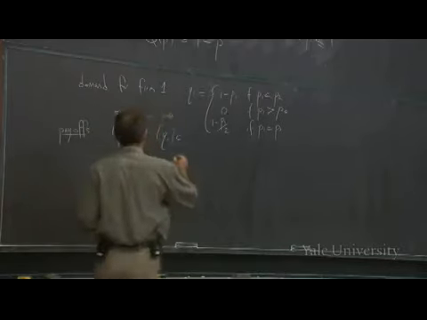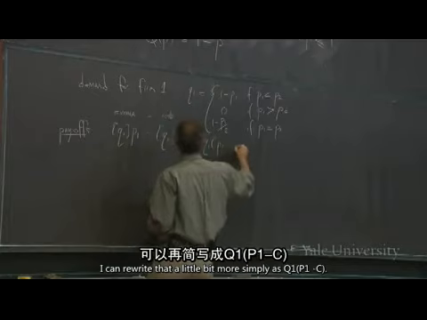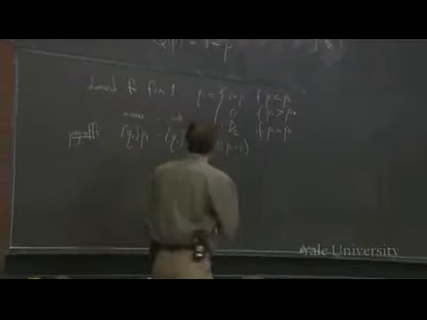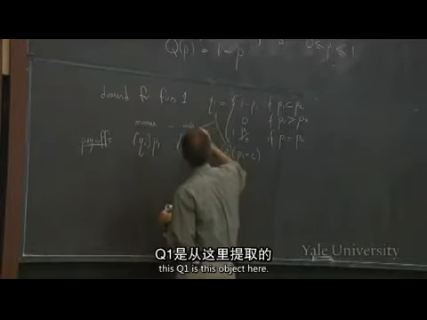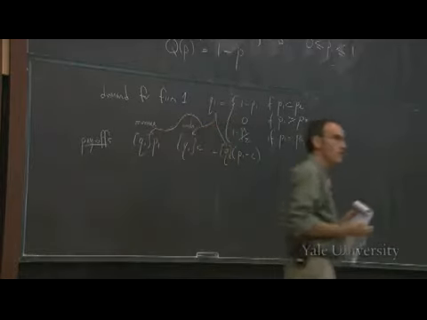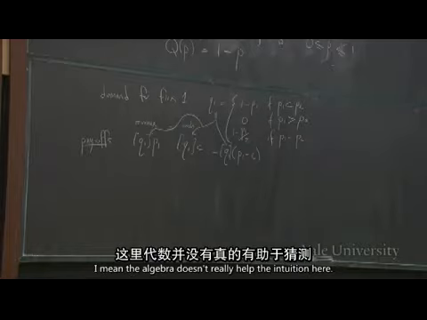All right, I can rewrite that a little bit more simply as Q1 brackets P1 minus C, right? Where this Q1, let's keep it in square brackets, is this object here. Does everyone understand what's going on? I mean, the algebra doesn't really help the intuition here. The intuition is pretty straightforward.